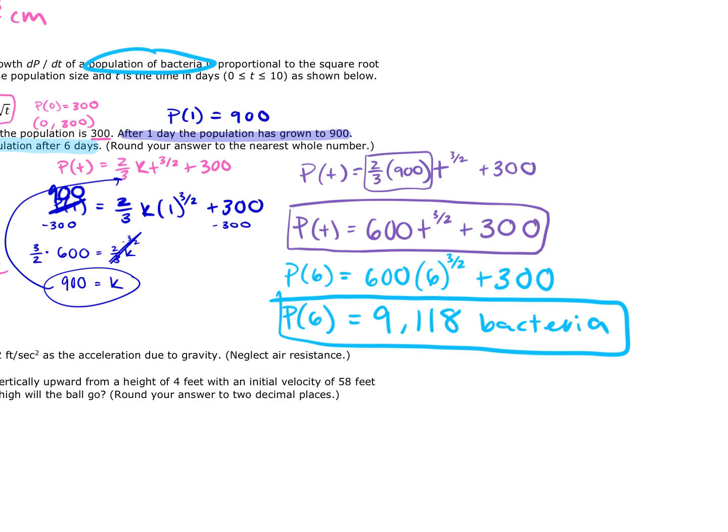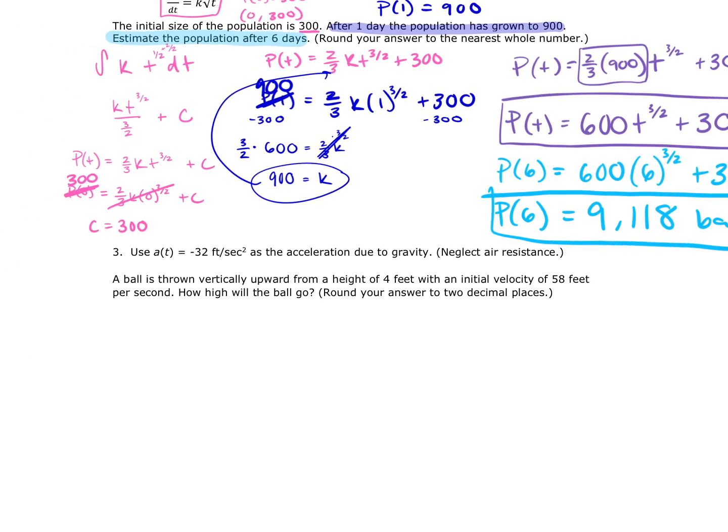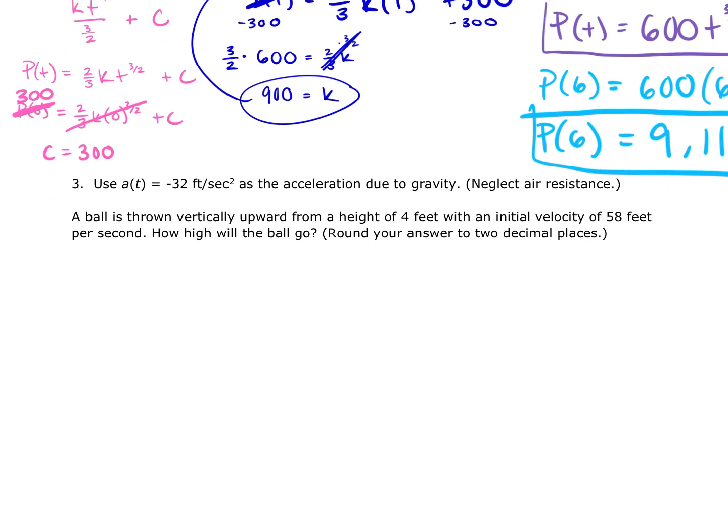All right, we've got one more. So use A of t equals negative 32 feet per second squared as the acceleration due to gravity. A ball is thrown vertically upwards from a height of 4 feet with an initial velocity of 58 feet per second. How high will the ball go?